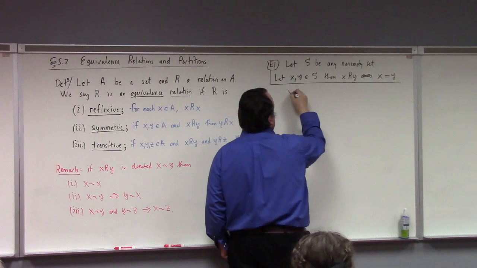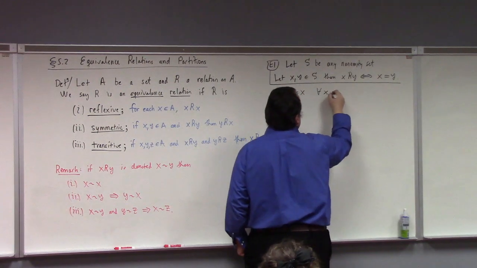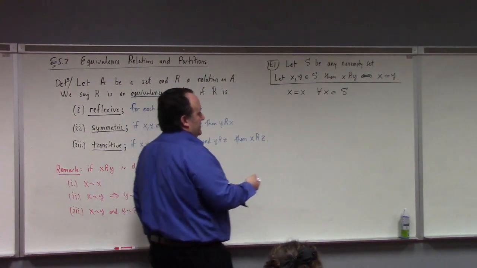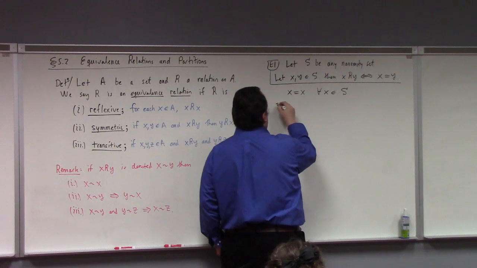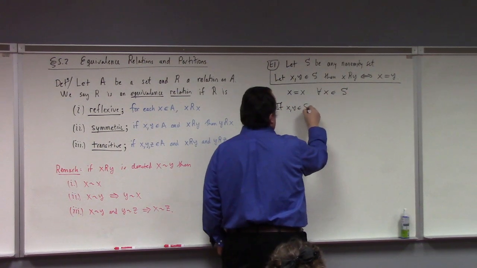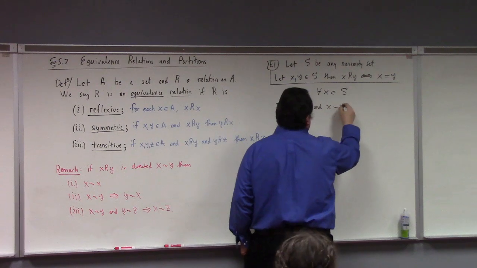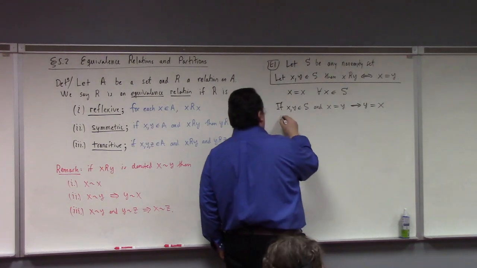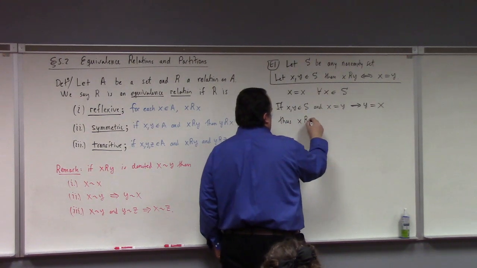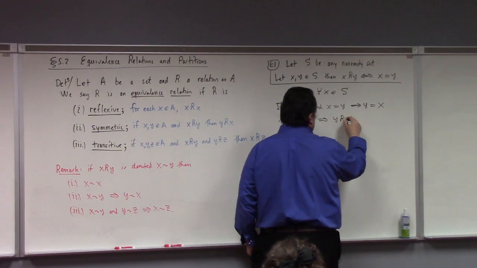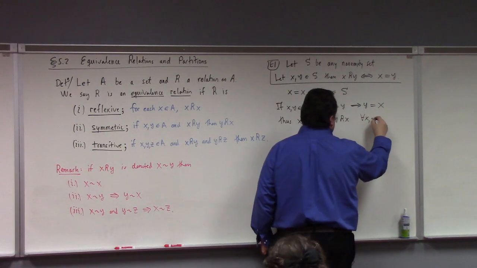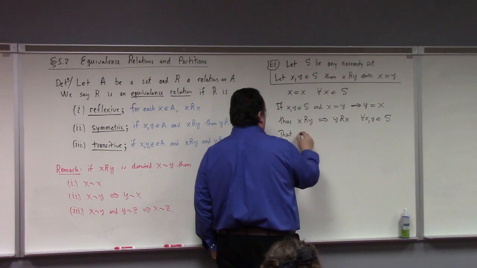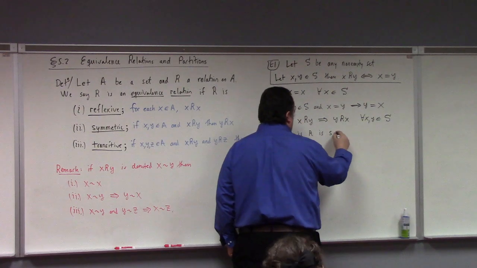So check it out. X is equal to X for all X in S. That's a part of what we mean by equality. Notice that if X and Y are in S and X is equal to Y, that implies that Y is equal to X. So thus XRY implies YRX for all X and Y in S, thus R is symmetric.